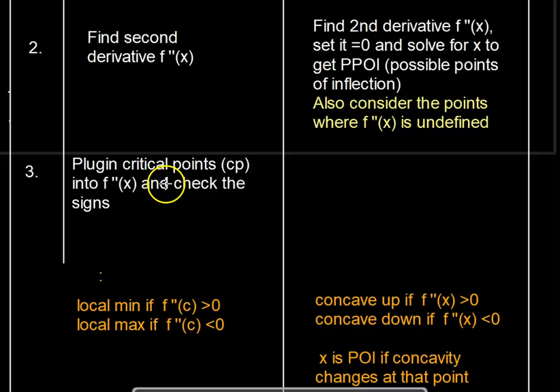For the third step, while getting the local maxima and minima points, we plug the critical points into the second derivative and check the sign of the second derivative. At last, we are going to use these rules to get the conclusion. After plugging the critical points into the second derivative, we check the signs. If the second derivative is positive, then it would be a local minima. If the second derivative is negative at some critical point, then that would be a local maxima. It's opposite: if you get a positive sign, then it's a minima. If you get a negative sign, then it's a maxima.